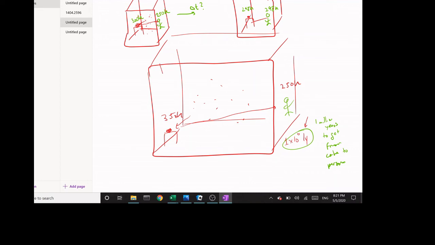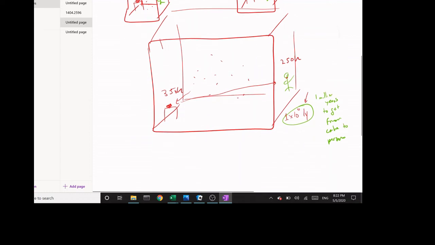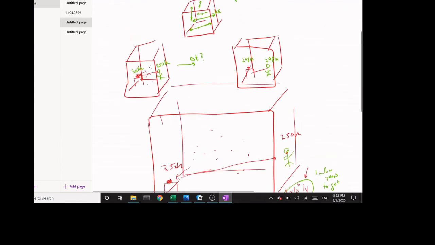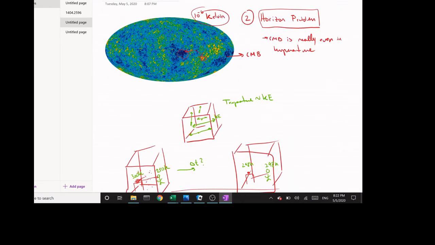What about in 100 years? Still not enough time. 1,000 years, still not enough time. 100,000 years, still not enough time. After 1 million years, there's enough time, but they've got to come all the way back to recommunicate. They have to come all the way back to redeposit some of that kinetic energy to the cake. And there's simply, in 1 million years or in 100 years, not enough time for that to happen, right? There's going to be a certain amount of time required to come into thermal equilibrium. That is what the horizon problem is.